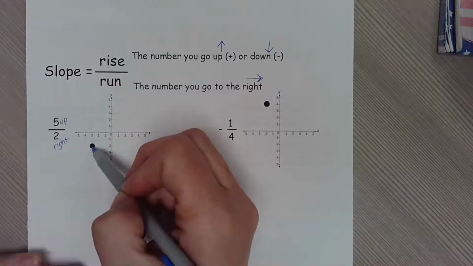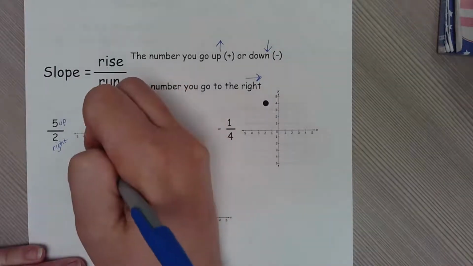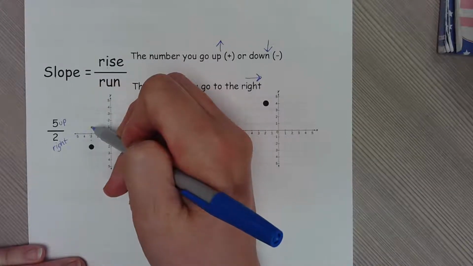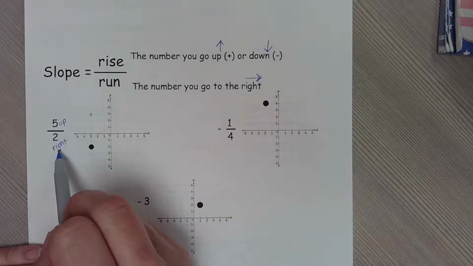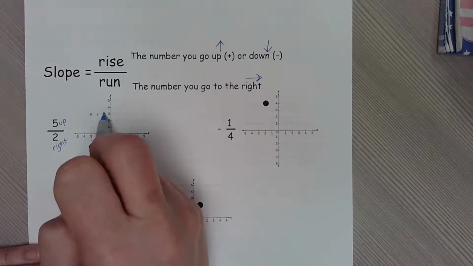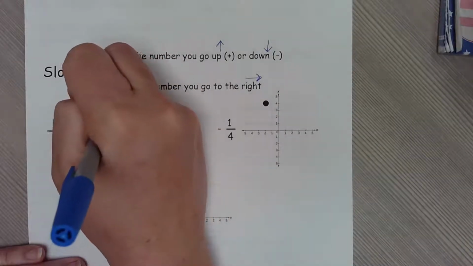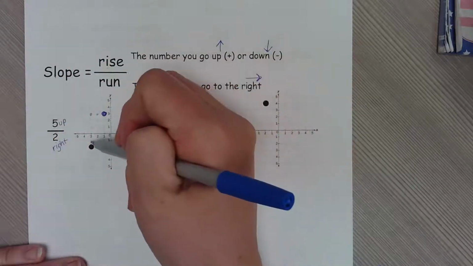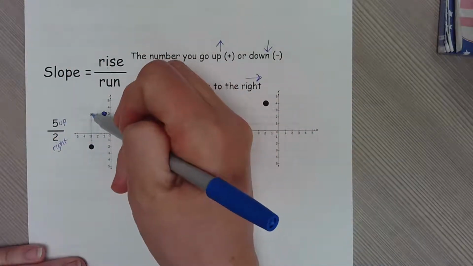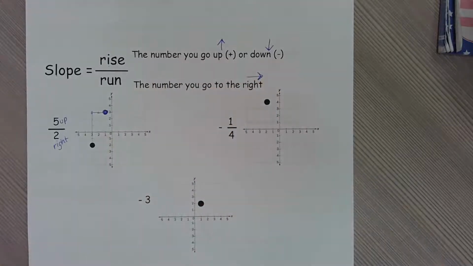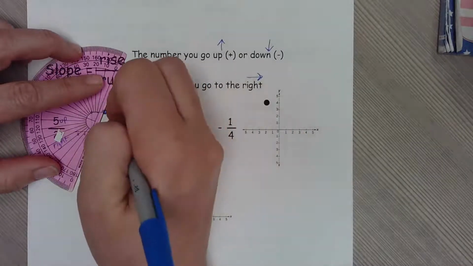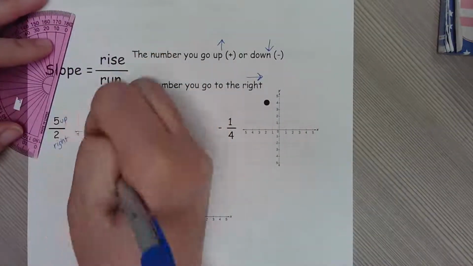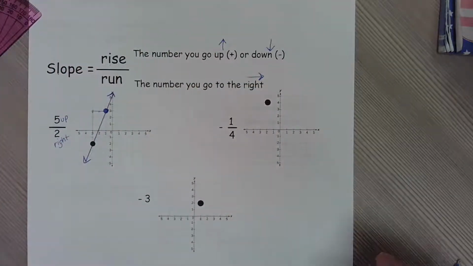So from this point, counting up 5 boxes, 1, 2, 3, 4, 5. Then we're going to go right 2. 1, 2. So the new point is right there. Again, we went up 5 and right 2. And then what you can do is you can draw a line. You have a point. You just made your second point. There is a line that has a slope of 5 over 2.